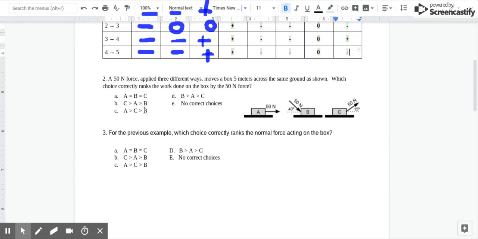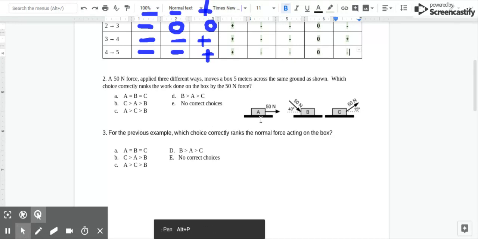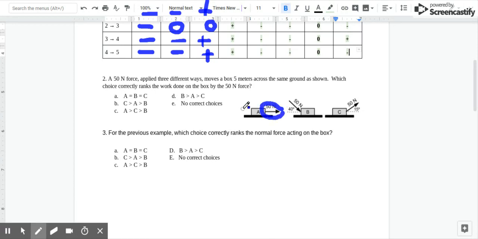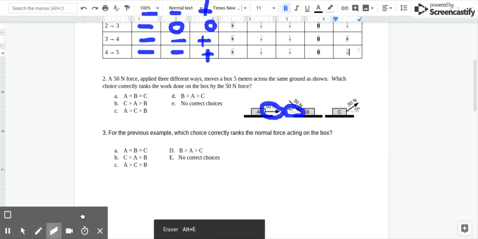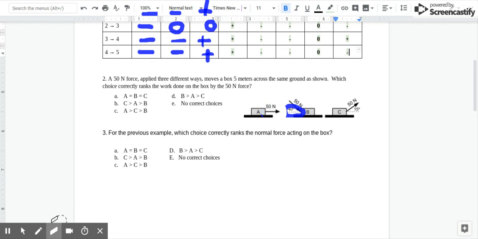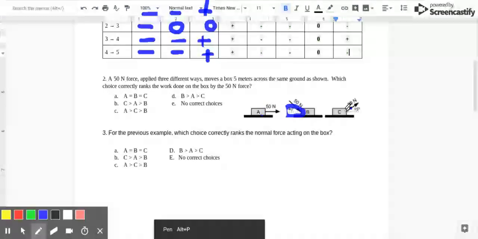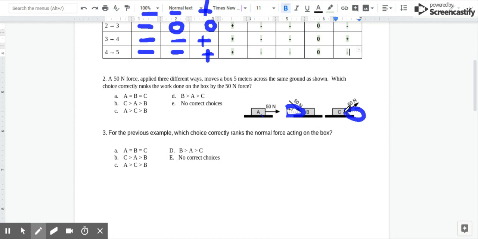Number 2 has to do with which choice will rank the work done by the box. We know that parallel forces do work, and we know this box is going to move that way. So the whole 50 is doing work on this box. In part B, it's just the X component that does work. And over here, it's also just the X component that does work.